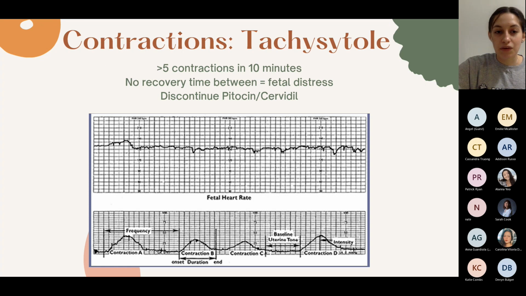And then the thing that you want to look at for the uterine contractions is going to be tachysystole. So this is greater than 5 contractions in 10 minutes. There's no recovery time for the baby if you have all of these contractions happening. So baby goes into fetal distress. Again, not something that we want. So the big thing for this is going to be discontinue Pitocin if they are on that. So that's going to be the big thing that you want to remember for this.